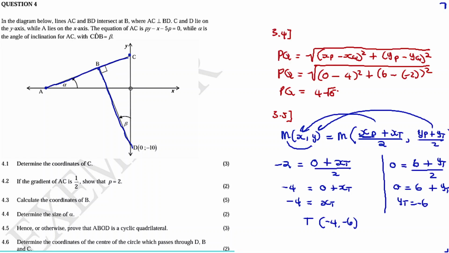Okay, so in the diagram below, lines AC and BD intersect at B, where AC is perpendicular to BD, and C and D lie on the y-axis, while A lies on the x-axis. Maybe let me write here. So here's C, the y-intercept. Here's A, the x-intercept. B, what is B? The point of intersection between which lines? BD and AC.